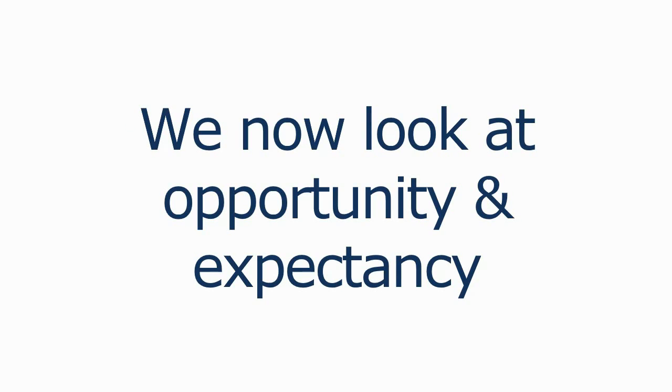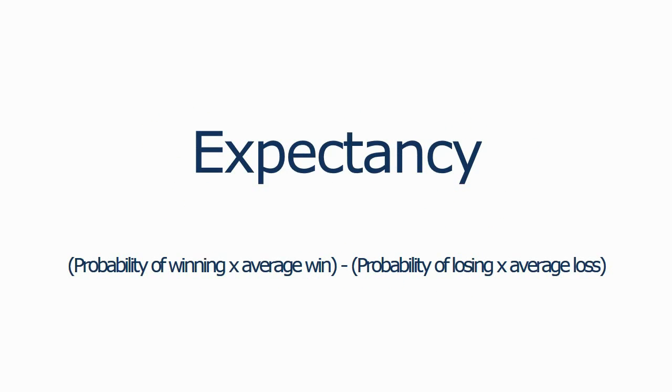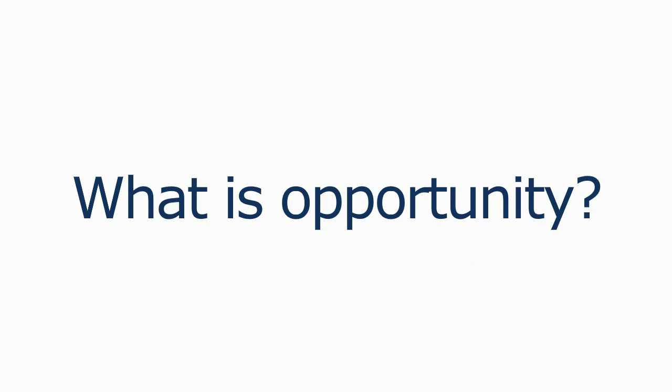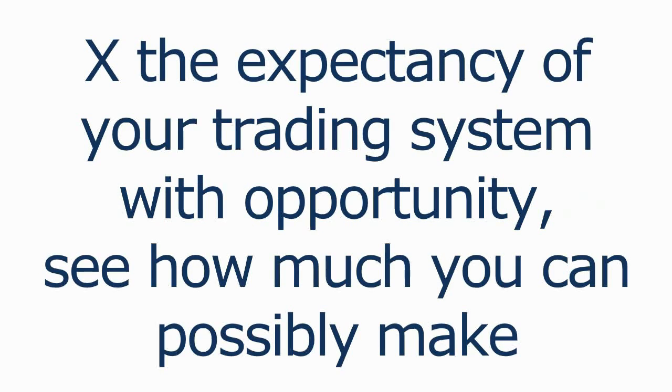So you have your trading system, and you want to know if over the long term it can be successful. This is where you have to look at opportunity and expectancy. Think of expectancy as what you can expect to win or lose for every dollar that you risk. And here's the formula for that. You don't want your trading system to have a negative expectancy. You want it to be positive, and obviously the higher the better. What's opportunity? Simply put, it means how many opportunities it will present so you can trade. When you multiply the expectancy of your trading system with the opportunity, you can see how much you can possibly make with your system over time.